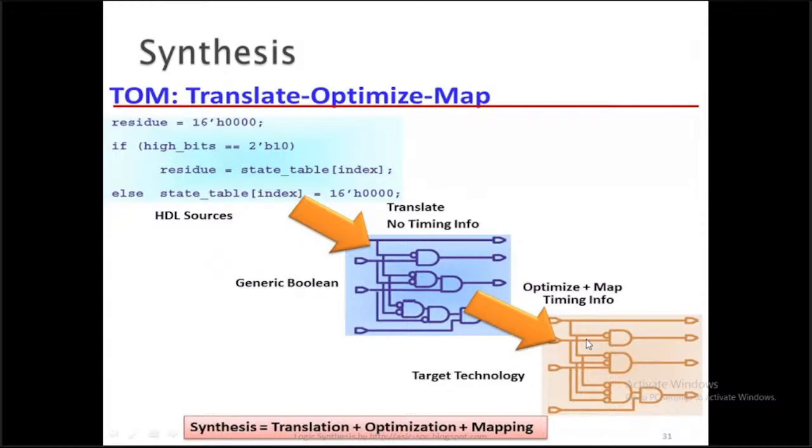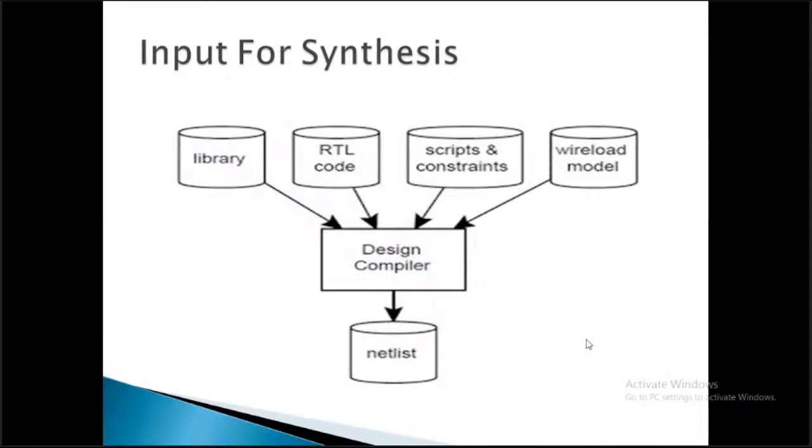So basically synthesis is translation from code to the gate level, then optimization, meaning whichever unnecessary latches or blocks are coming in the design, we have to remove them, and then finally mapping those with our already created standard cell library. So what are the inputs that we provide?